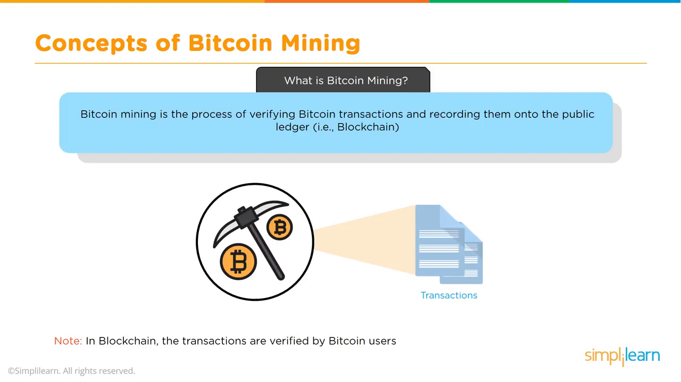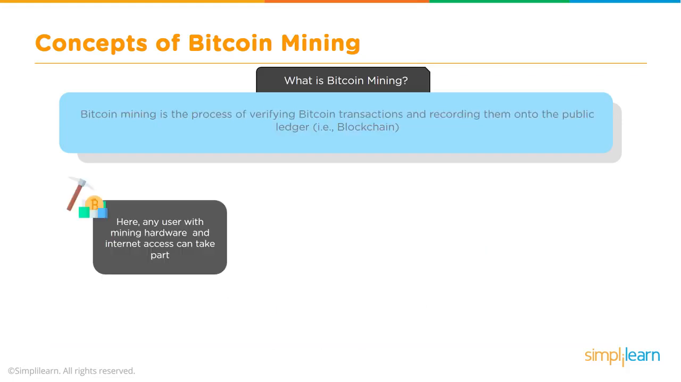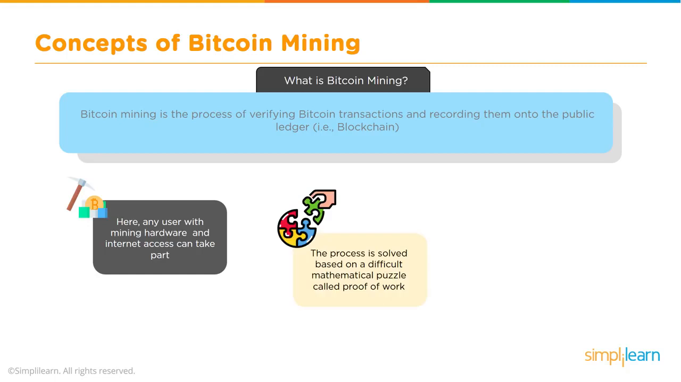But the point to be highlighted is that there is nothing like a centralized body, as in the case of legacy transactions where we used to be dependent on a regulatory or governing body or a bank to make our transactions go through. Now in Bitcoin, any user with mining hardware and internet access can take part. That kind of computer can be a participant and contribute to the mining community. The process is based on a difficult mathematical puzzle called proof of work. Every miner's job is to solve the mathematical puzzle called proof of work in order to validate the transaction and earn the reward.